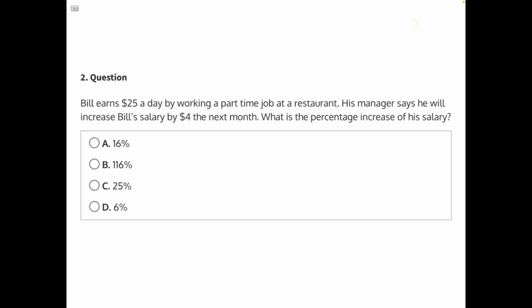Bill earns $25 a day by working a part-time job at a restaurant. His manager says he will increase Bill's salary by $4 the next month. What is the percentage increase of his salary?